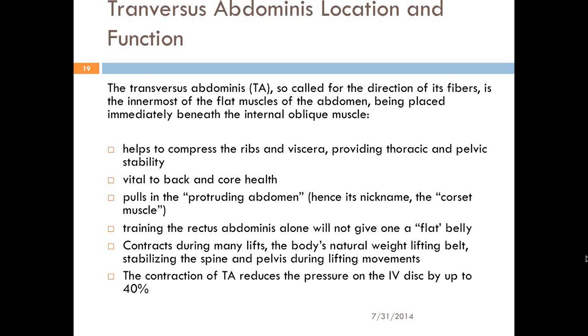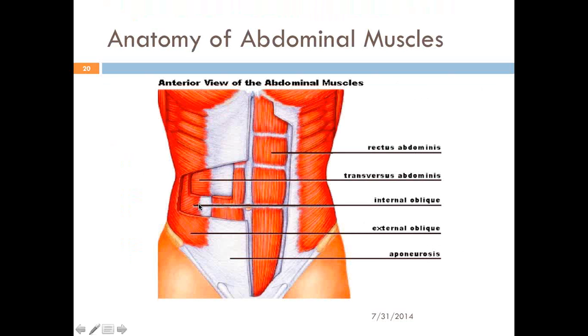If we look at a cross-section of the abdominals, you're going to have your rectus abdominis, right? Those are on the outside. Then we get into our obliques. Here's the external oblique. Then you have your internal oblique. And then you have your transversus abdominis.